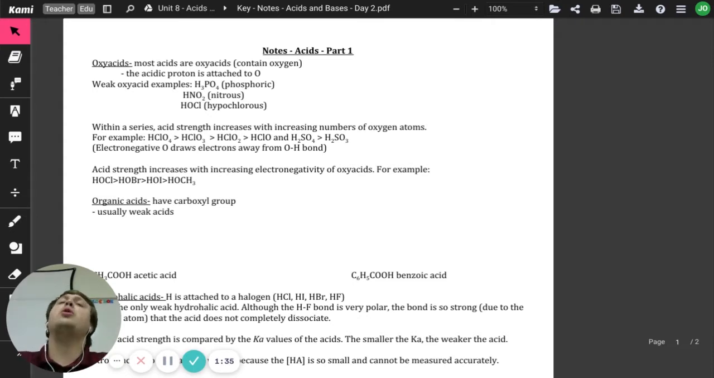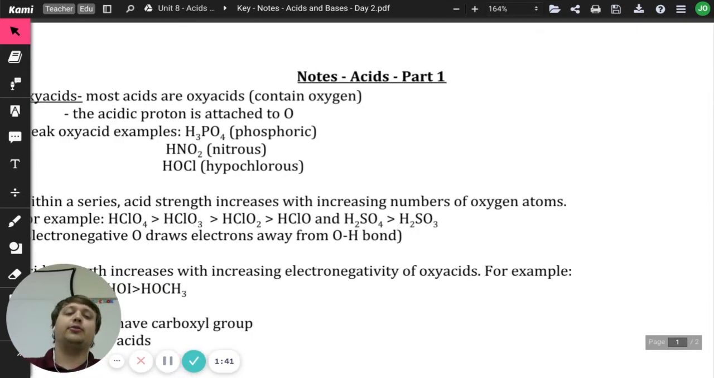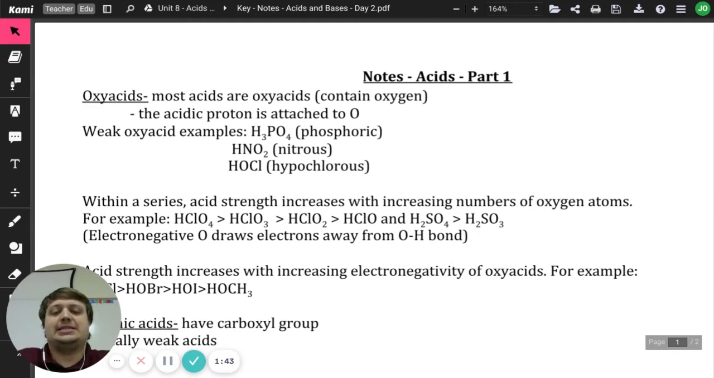Now, we do need to recognize the difference between a strong and a weak acid. Now, here are some examples of some weak oxyacids. So I have phosphoric acid, I have nitrous acid, and I have hypochlorous acid. Now, those are all weak. How do I know that? Well, remember, we know that it's easier to just memorize our strong acids than it is to try to figure out what would be the strong versus the weak acids.